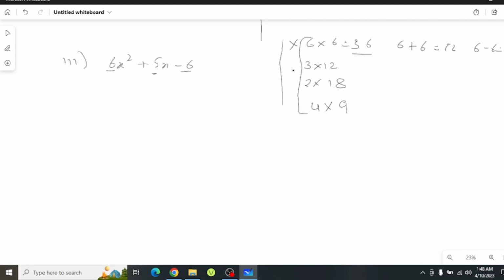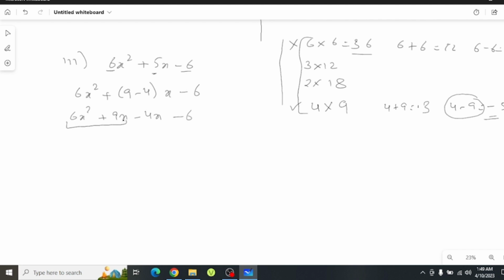We will try out with this set, 4 plus 9, and if we subtract these two, the result will be minus 5 that we needed. Okay, so we will use this set to factorize the 5x. So we can write it as 6x square plus 9x minus 4x minus 6.